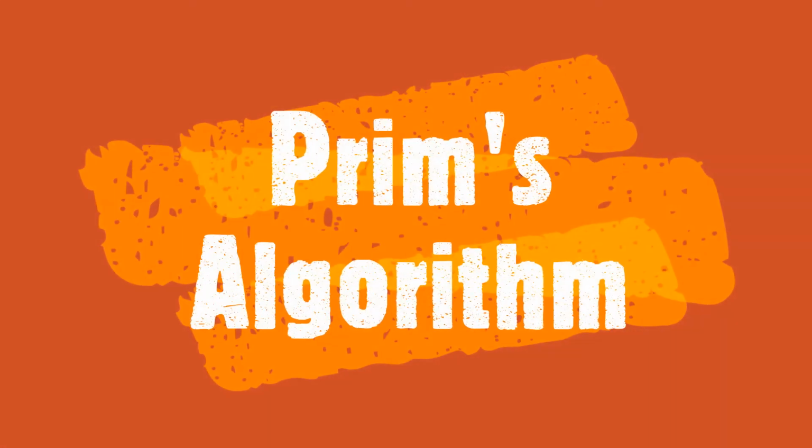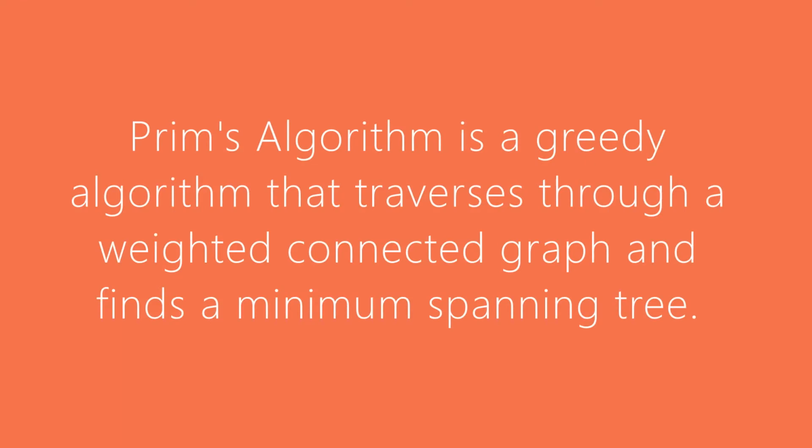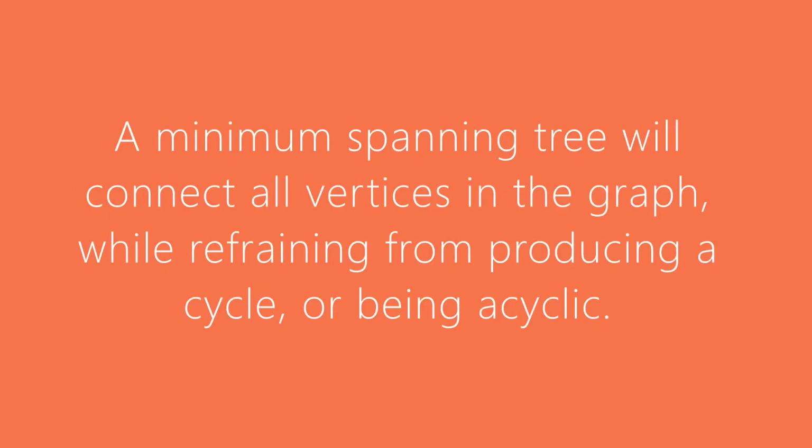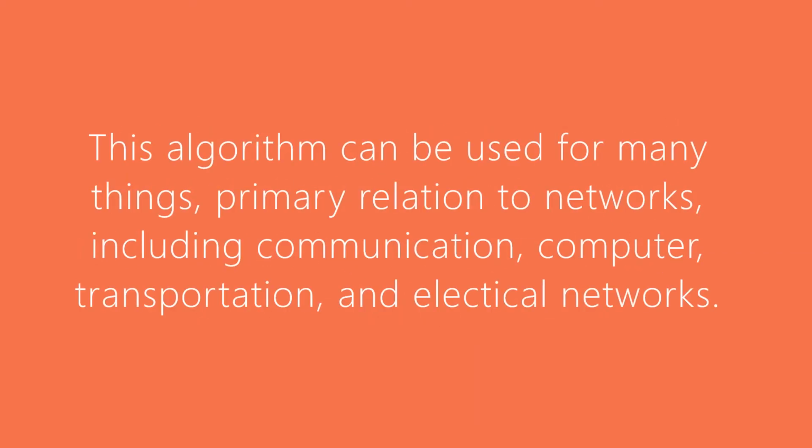All right. Well, anyway, today we're going to learn about Prim's algorithm. So Prim's algorithm is a greedy algorithm that traverses through a weighted connected graph and finds a minimum spanning tree. The minimum spanning tree will connect all vertices in the graph while refraining from producing a cycle or being acyclic. This algorithm can be used for many things, primarily related to networks, including communication, computer, transportation, and electrical networks.